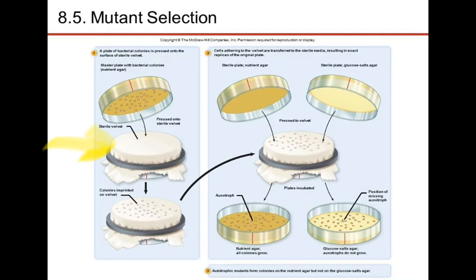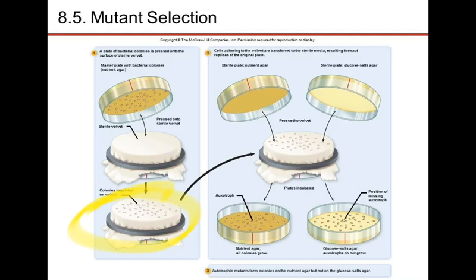So then you take your master plate, this guy, and press it down onto that velvet, and some of the bacteria on those colonies will transfer onto the fibers of the velvet. And then you pull that plate off, you can put the lid back on, you can save it, and then you've got those colonies transferred here onto the velvet, and then you can do the next step.